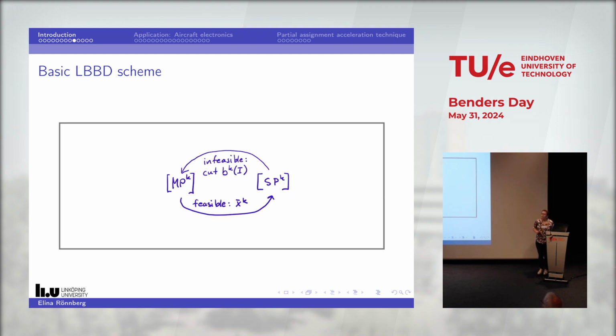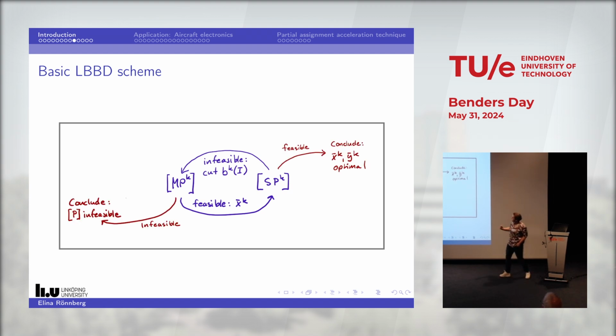And this is what I have for my basic scheme. So then it looks something like this. Master problem, feasible solution. If the subproblem is infeasible, I return a cut to the master problem. And the only ways I can end this loop is either I get an infeasible master problem, because then, since this is a relaxation of my original problem, I can conclude that my problem is infeasible. Also, if my subproblem turns out to be feasible, then I know I have an optimal solution.